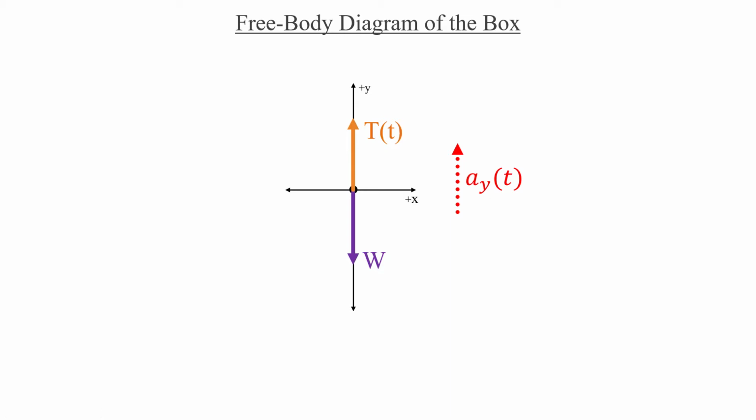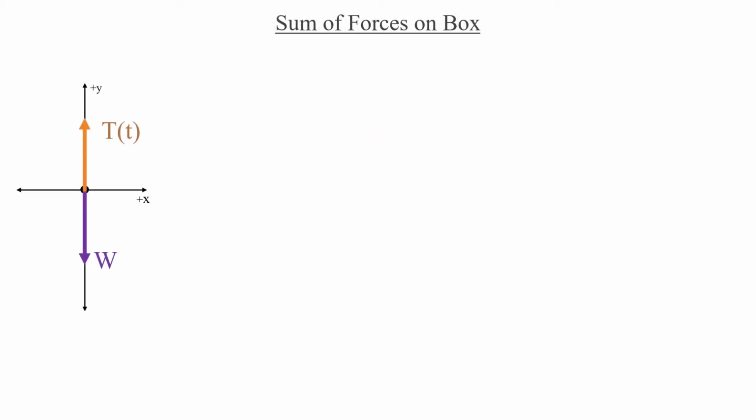With that done, we can move on to the sum of the forces on the box. So let's put this free body diagram off to the side for now, and let's pull F equals ma off of our tool belt. We want to apply this to both directions. In the x direction, it's pretty simple. There's nothing occurring, so the sum of the forces in the x direction is 0. And there's a reminder: the box is only moving in the vertical direction.